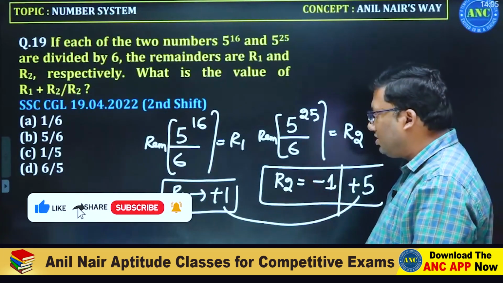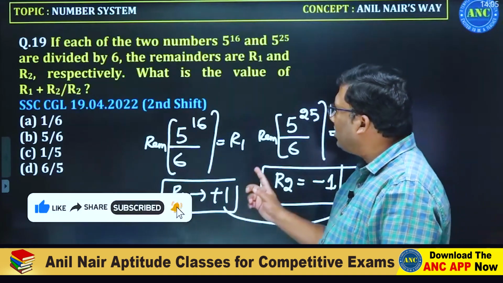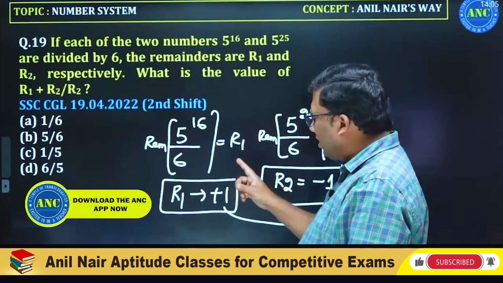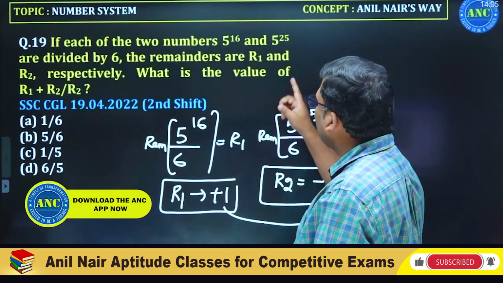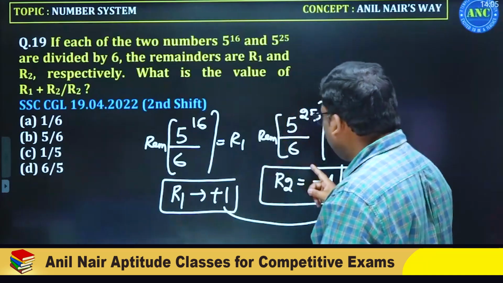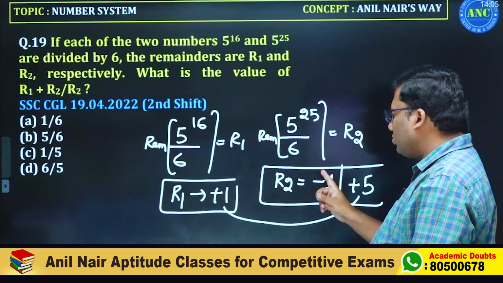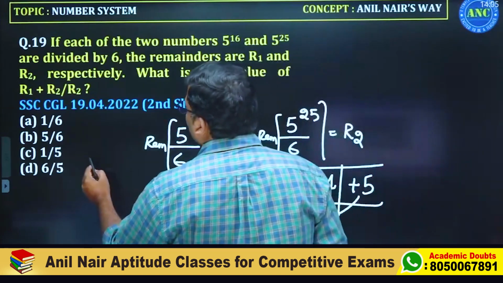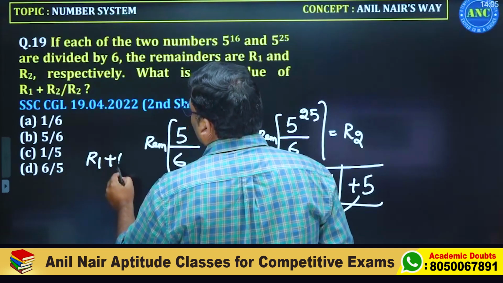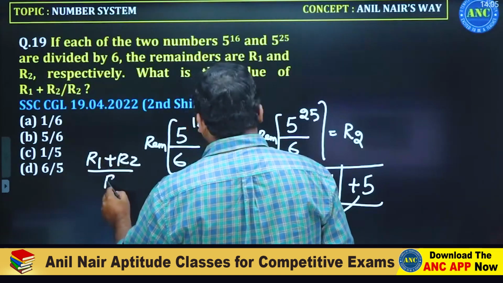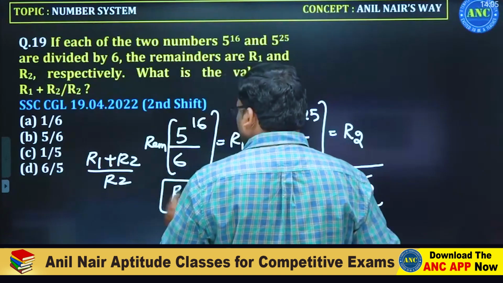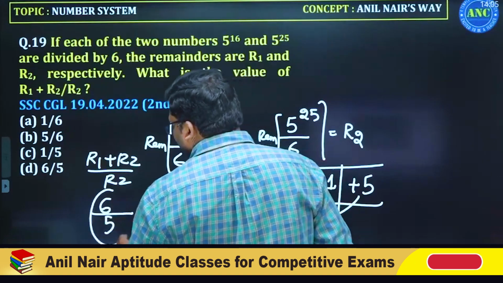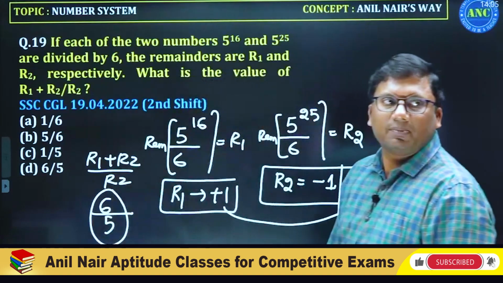5 plus 1 is 6. What is the question that is given? 5 power 16 divided by 6 is 1, so R1 is 1. 5 power 25 divided by 6 is minus 1. So the question is right. R1 plus R2, divided by R2. 5 plus 1 is 6, divided by R2 which is 5. The answer for this question is 6 by 5.